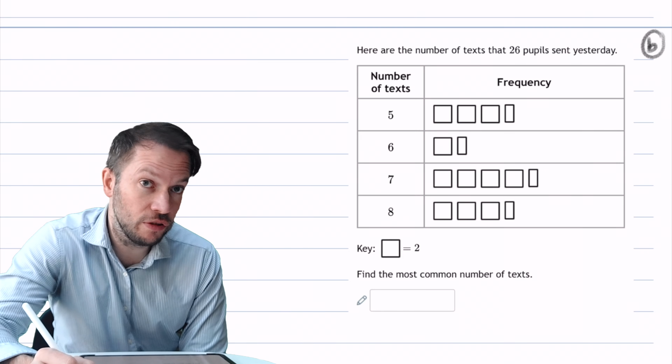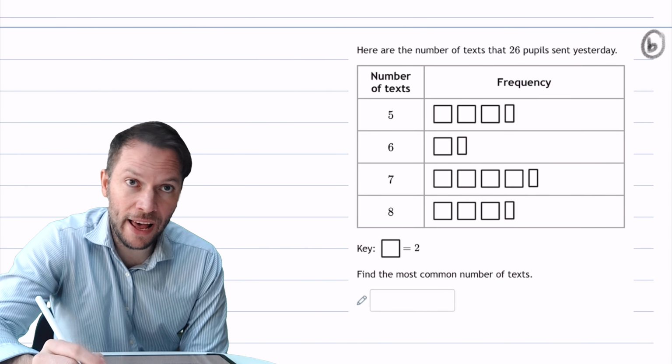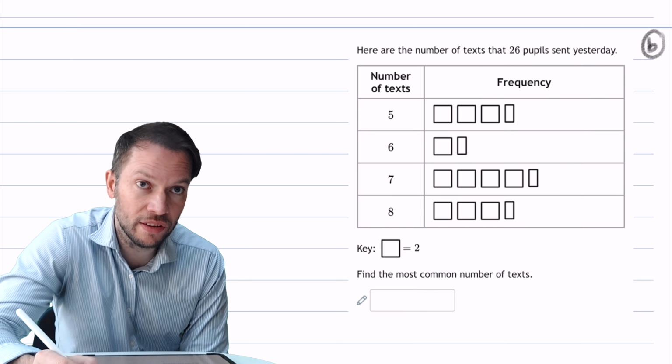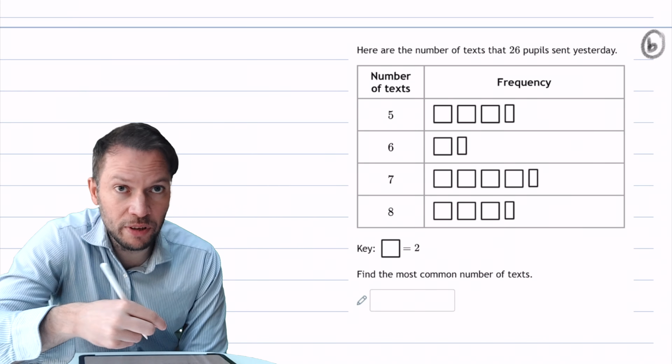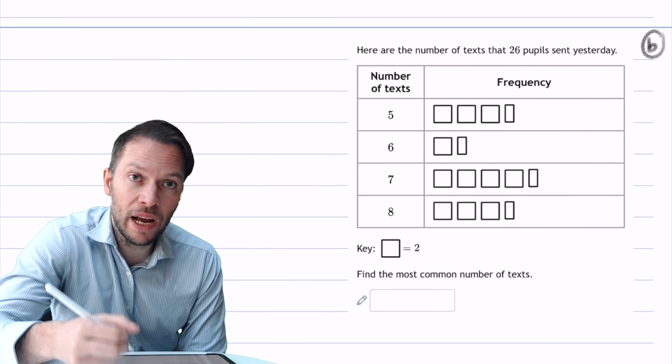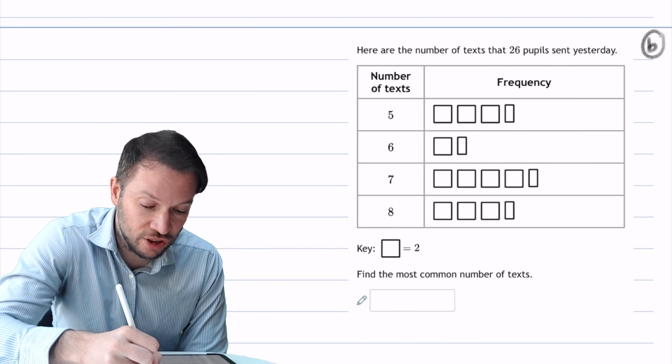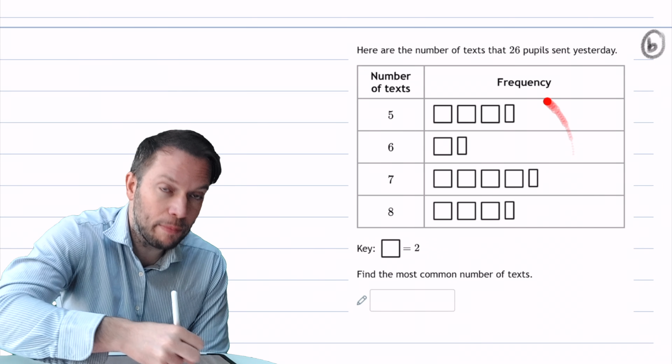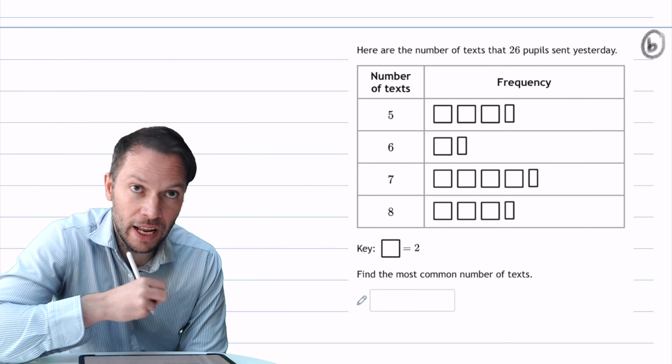In this video, we're going to use a pictogram to work out the value that has the highest or the lowest frequency. Now, there's a few terms I use there. Firstly, what's meant by a pictogram? Well, a pictogram is just a visual way of representing how many of each value we have.